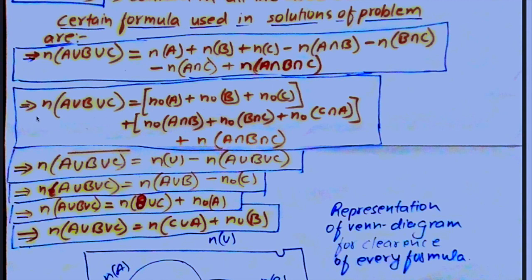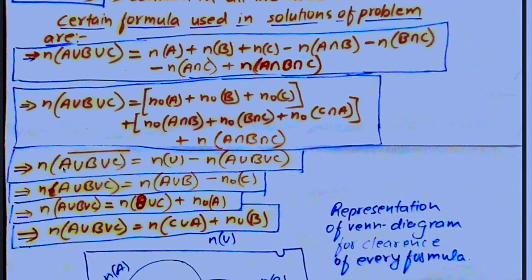The next formula: n(A union B union C) equals n(only A) plus n(only B) plus n(only C), plus n(only A intersection B) plus n(only B intersection C) plus n(only C intersection A), plus n(A intersection B intersection C). This implies that the number of elements only in set A, only in set B, and only in set C should all be added, and again only the intersection of A and B, only the intersection of B and C, and only the intersection of C and A should also be added, and again the intersection of all three should also be added. All these items are added.